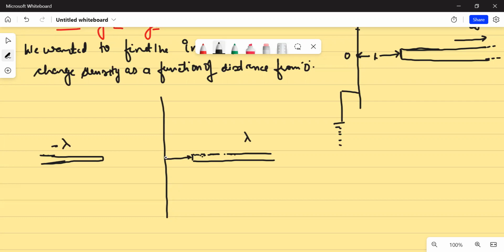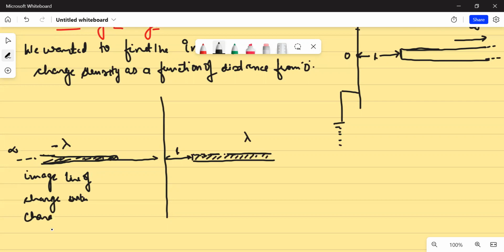So you have this length L here, and another at a distance L only. So I will place an image line of charge here. It is also extending towards infinity only. So we'll place an image line of charge with the charge density minus lambda. And we wanted to find the induced charge density as a function of distance from O. So let us take this distance as R.